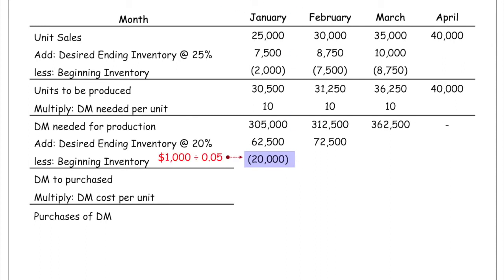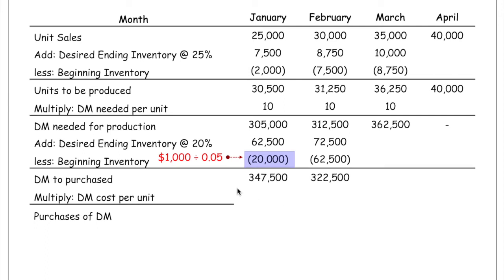So now that we've understood that, we can realize that the ending inventory for the month of January is going to be the beginning inventory for Feb, and we can sort of stop there simply because we're not going to be continuing with March. At this point, we can add up all the DM that needs to be purchased. It's simply going to be the DM that's needed for production, plus our desired ending inventory, minus the beginning inventory.